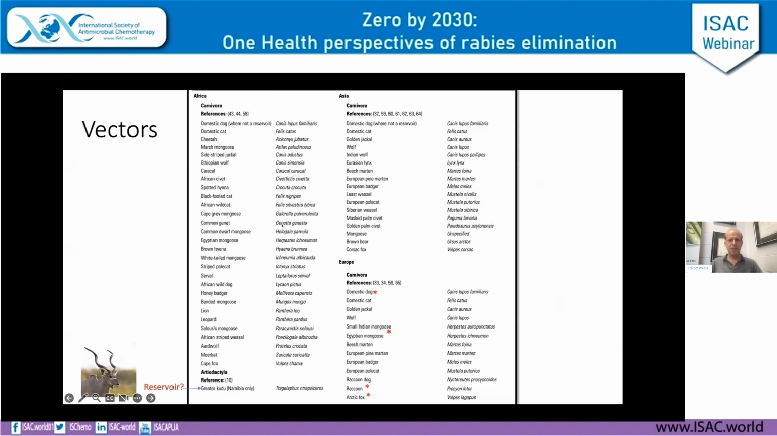So there are a variety of vectors. And again, I won't go through the list, but you can look in Africa, domestic dog, if we don't have dogs as the reservoir in that area, but cats being the big one. It was mentioned before as cats being the second most common source in most areas of exposure. But you can see there are a variety of species, tend to be kind of these mid-size carnivore species. So same thing in Europe.